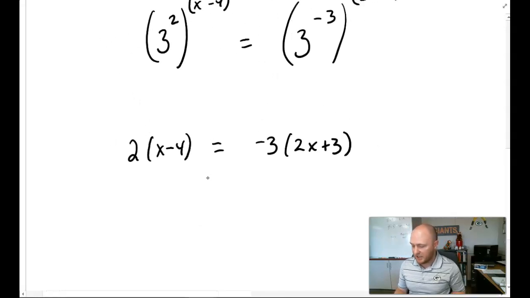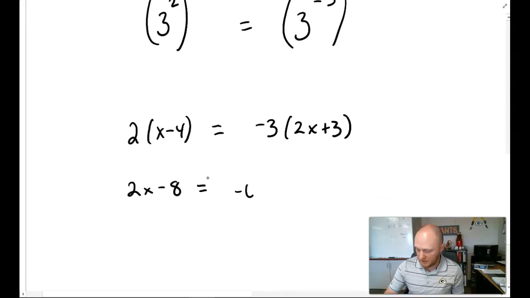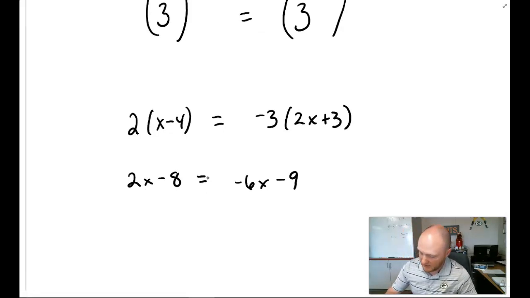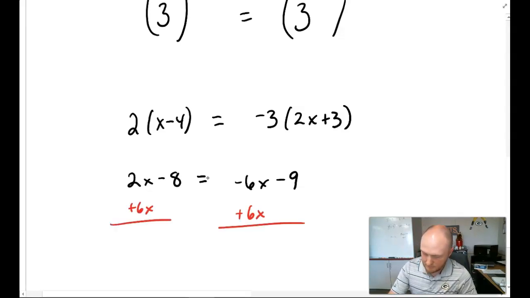So I can go ahead and distribute. So we get 2x minus 8 on the right, negative 6x minus 9. And I'm going to combine like terms. So I'll move my x's together. So I'll add 6x, add 6x. This gives us 8x minus 8 is equal to negative 9.